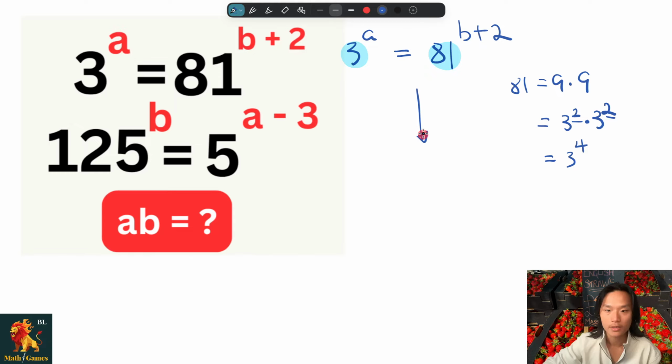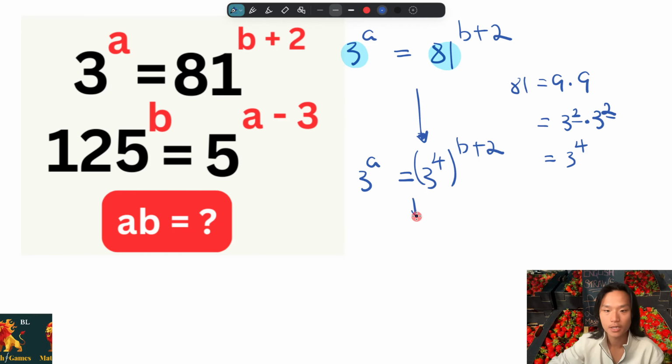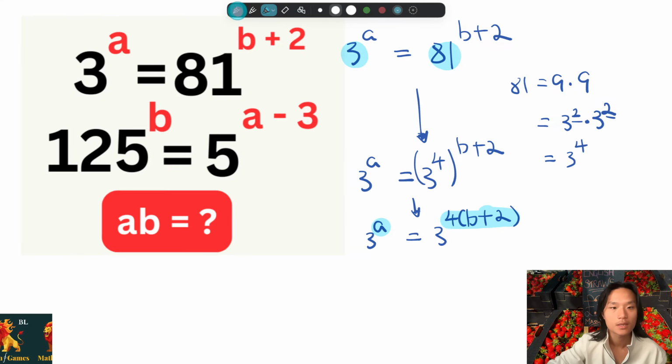So we can turn this equation into the following: 3 raised to the power of a equals 3 raised to the power of 4, and then raised to the power of b plus 2. At this point, we can further simplify the equation. So we have 3 raised to the power of a, then 3 raised to the power of 4 times b plus 2. Let's highlight this bit and this bit here. Let's try and look at the second equation.